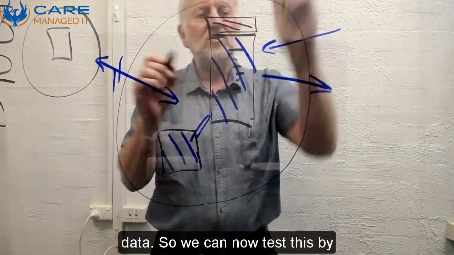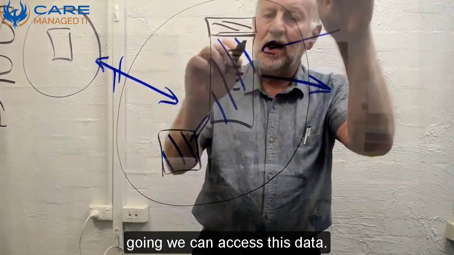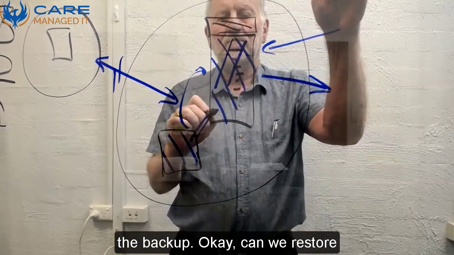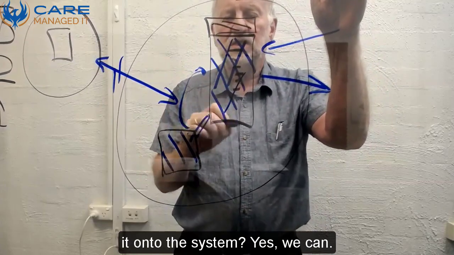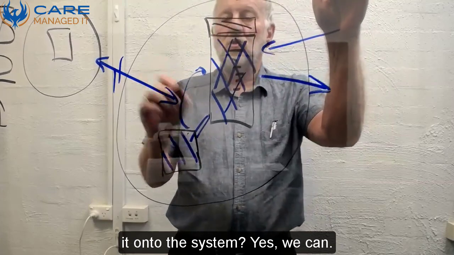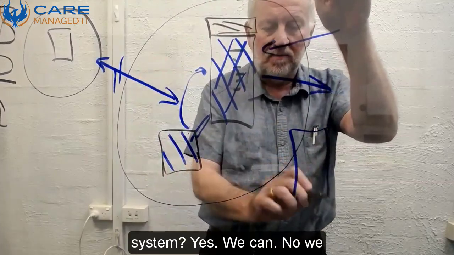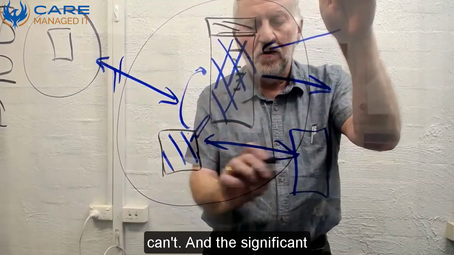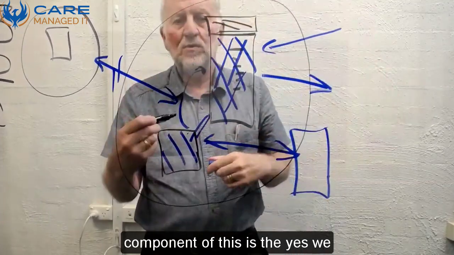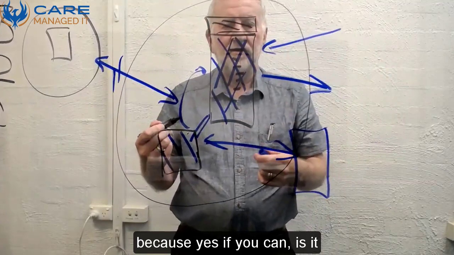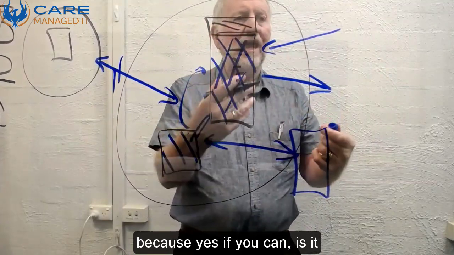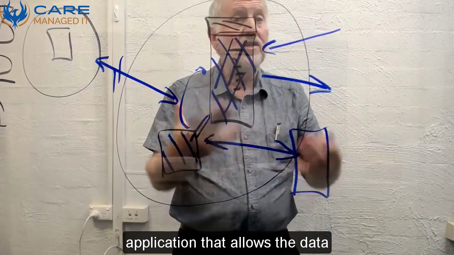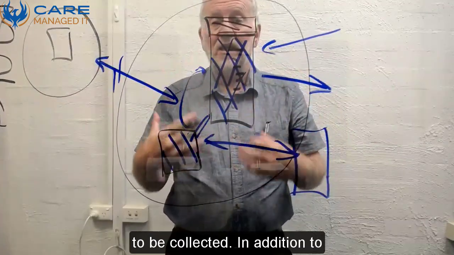So we can now test this by going, we can't access this data. Let's see what we can do with the backup. Okay, can we restore it onto this system? Yes, we can. Can we restore it onto another system? Yes, we can. No, we can't. And the significant component of this is the yes, we can, no, we can't component. Because yes, if you can, is it all there? Have you got the data? Have you got the application that allows the data to be collected?